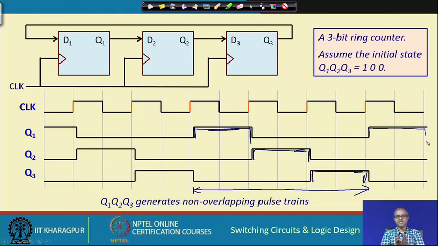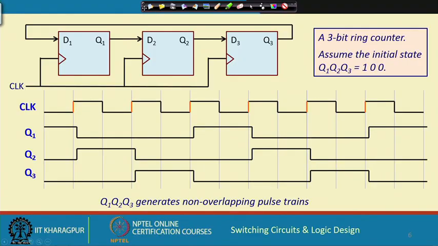In many applications we need something called multi-phase clocks, and using a ring counter we can very easily generate such multi-phase clocks. If you need a 4-phase clock, use a 4-bit ring counter and apply a clock of sufficiently high frequency, and you will generate the clocks from the 4 outputs. They will be shifted in phase, and they will be non overlapping.